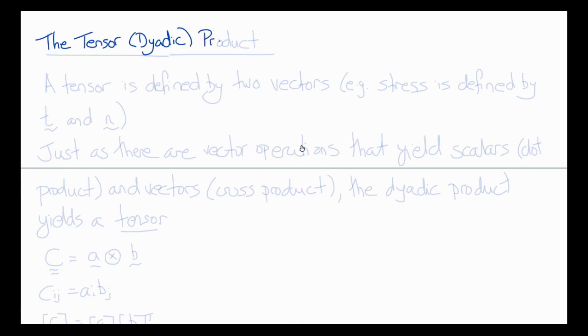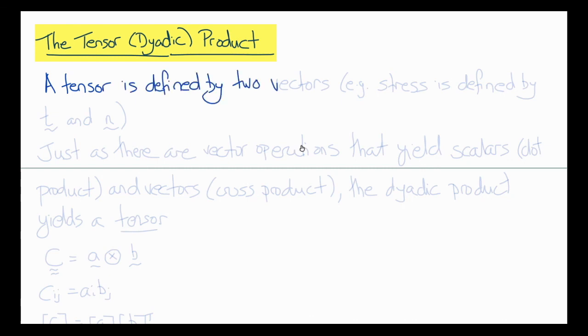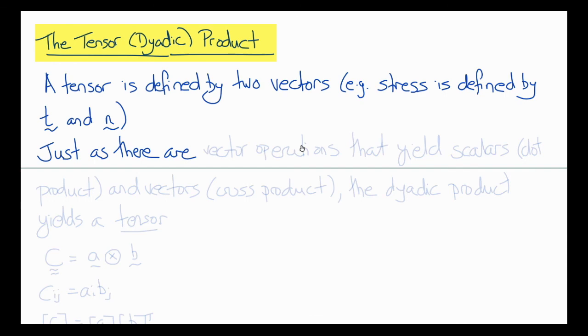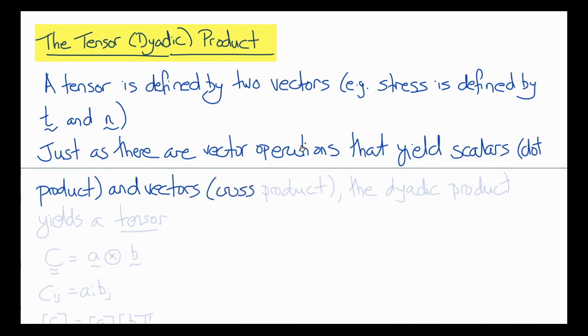So now let's move on to a new notation, which is the tensor or dyadic product. Again, the name tensor product refers to the result of the operation. The name dyadic refers to the operator. So we've said before that a tensor is defined by two vectors. For example, the stress tensor is defined by the traction vector T, which has units of force per unit area, and a unit normal vector N, which is dimensionless. We'll be introduced to other tensors as the course goes on. And just as there are vector operations between two vectors that yield scalars, in the case of the dot product, or vectors, in the case of the cross product, the dyadic product yields a tensor.